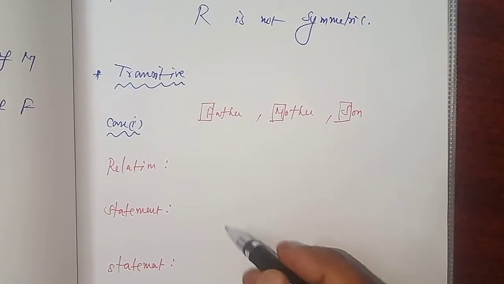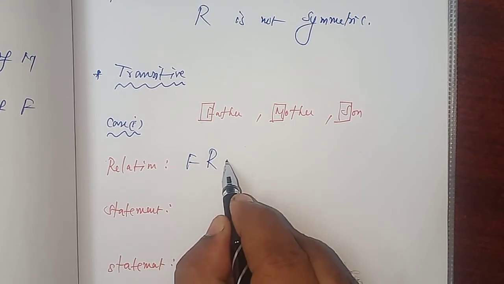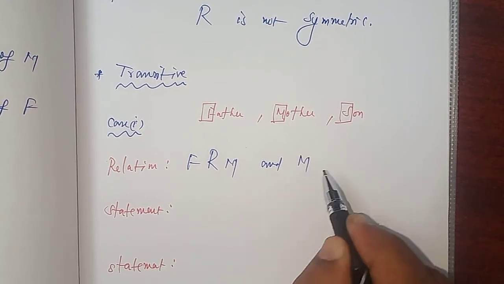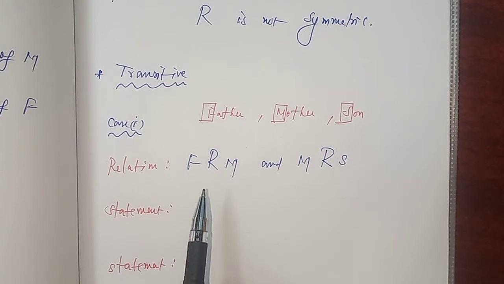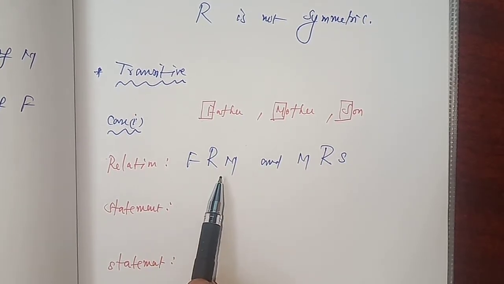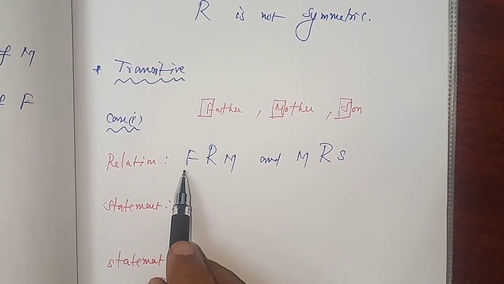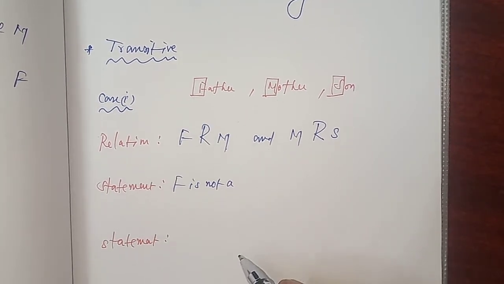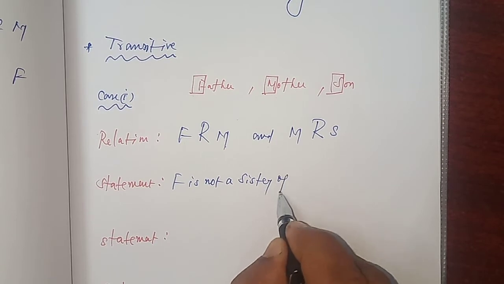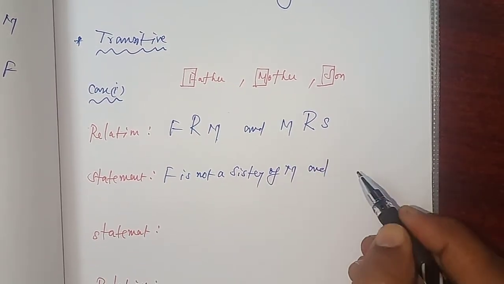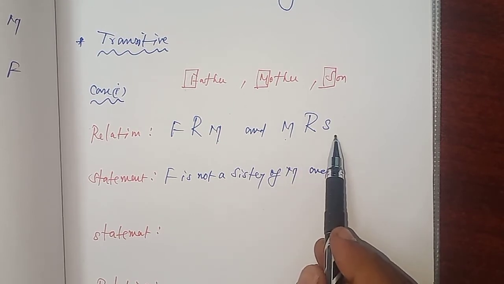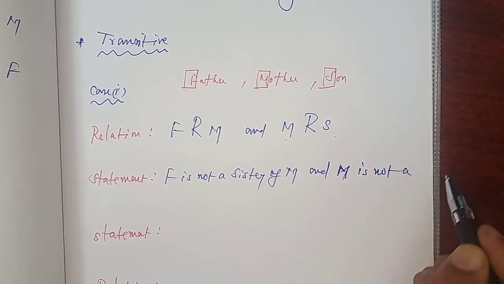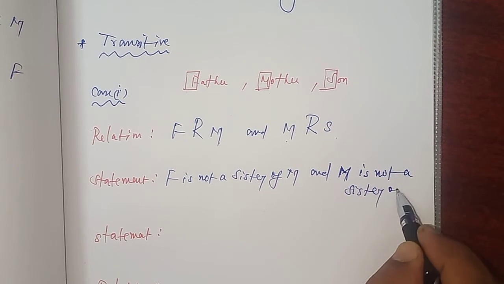First I consider F and M. F R M, and here it ends with M, so then we have to start with M: M R S. F R M, according to the given statement, F is not a sister of M. F is not a sister of M, and mother is not a sister of son. Correct only. M is not a sister of son.